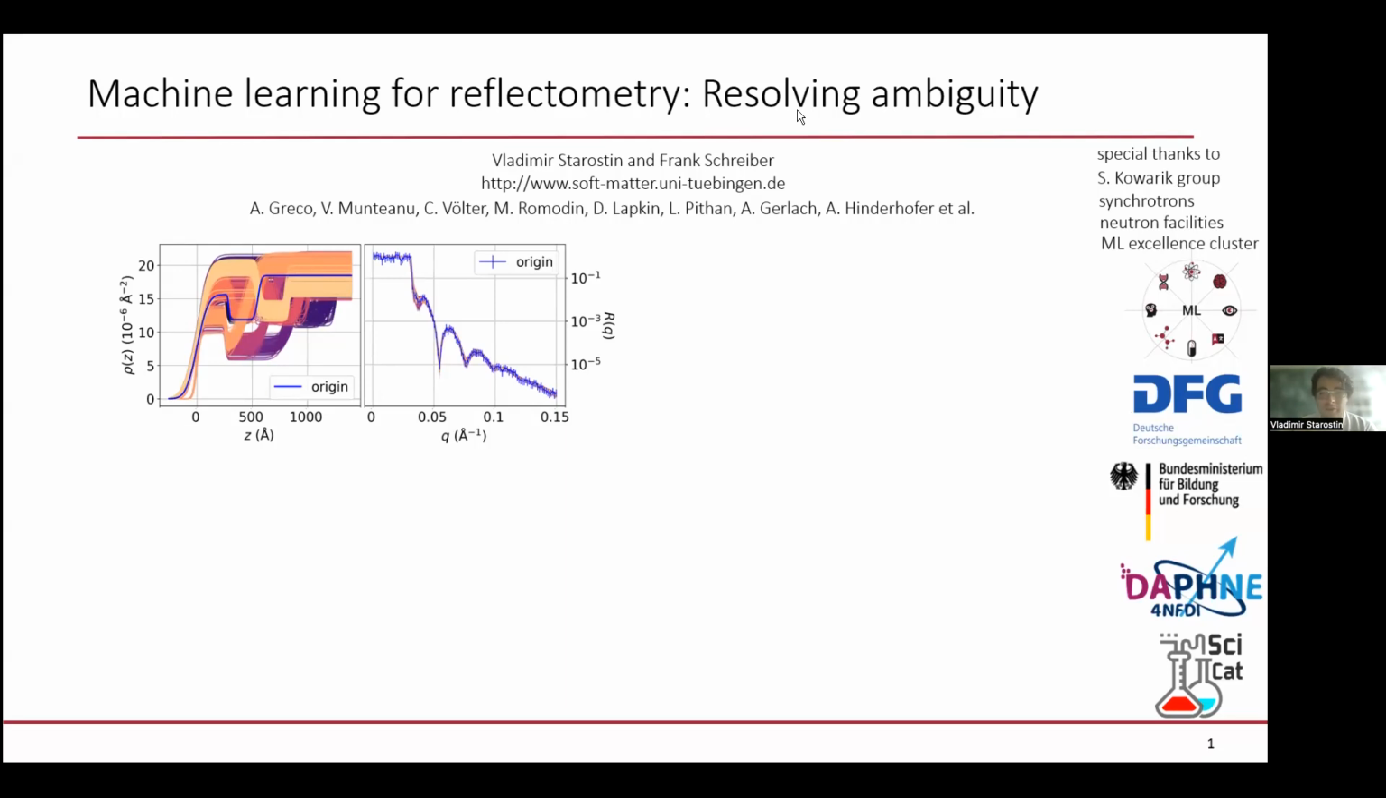The topic of my presentation is ambiguity, the phase problem that Frank already talked about, and how ambiguity affects reflectivity analysis, and in particular analysis with machine learning, right?